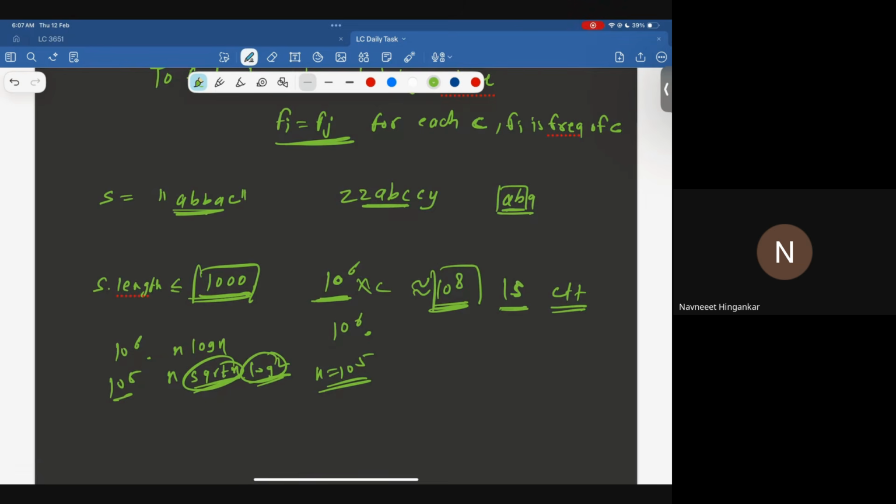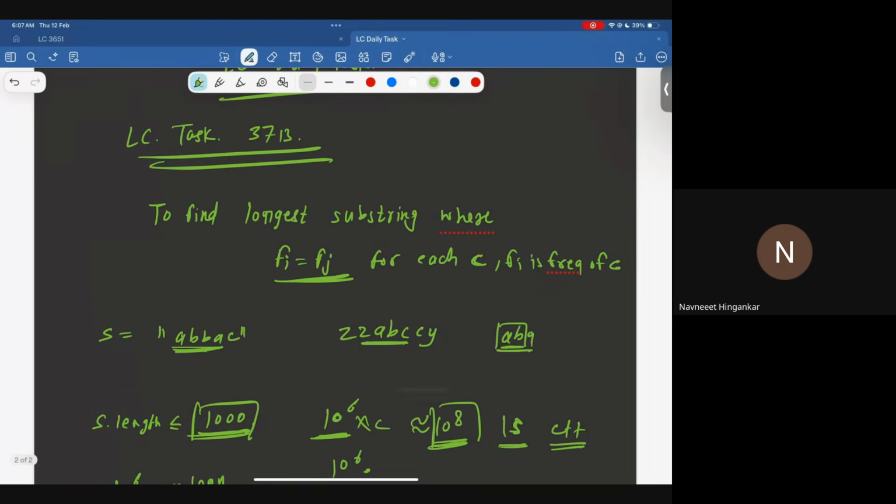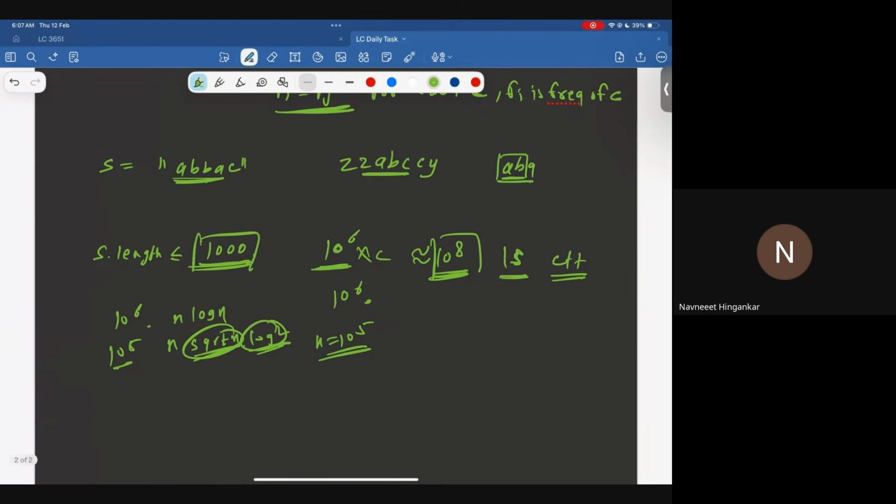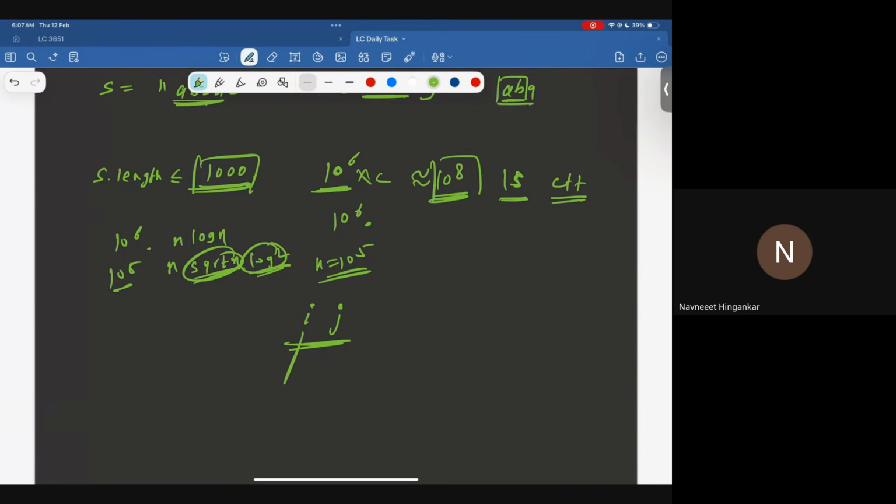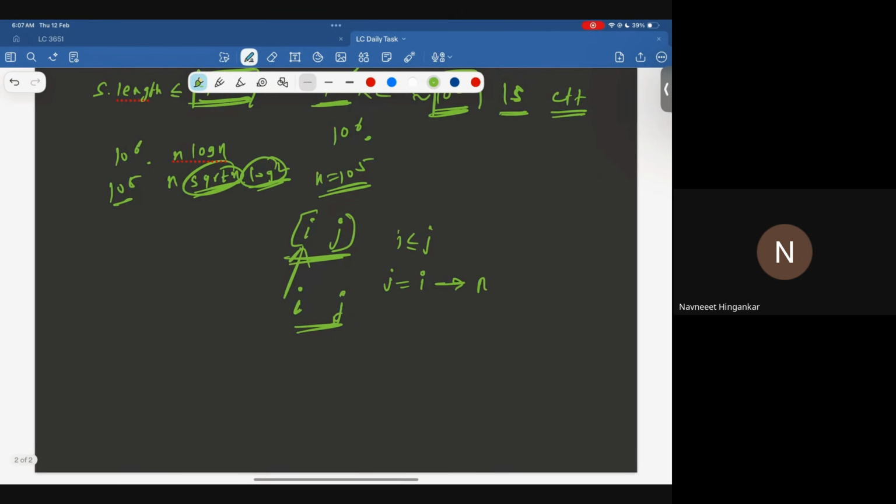But here the constraints are small, so you can easily check all the substrings basically. So how to find all the substrings? Substrings are represented by i, j. So again, the fixing part: fix i, move the j. Now obviously if this was my substring, my i is less than or equal to j, so I will start from j equal to i and move towards n. So the for loop will also be the same.